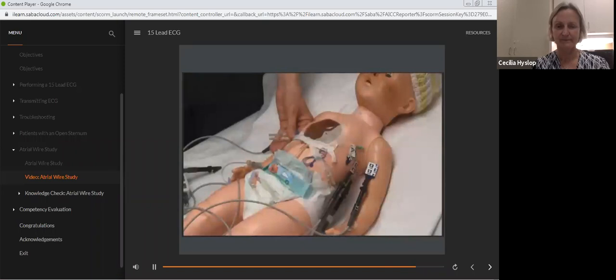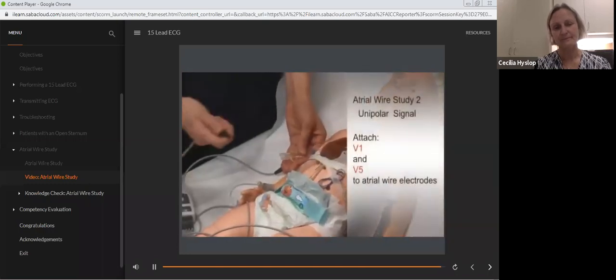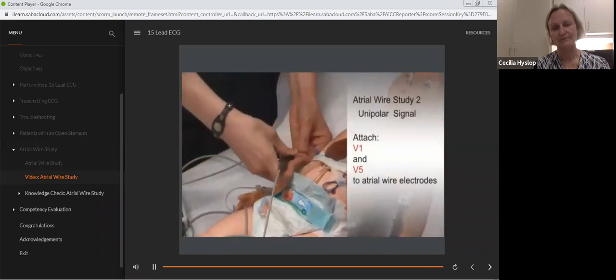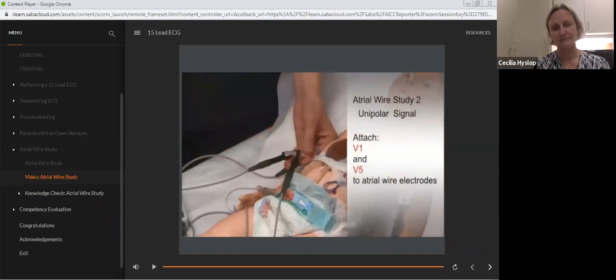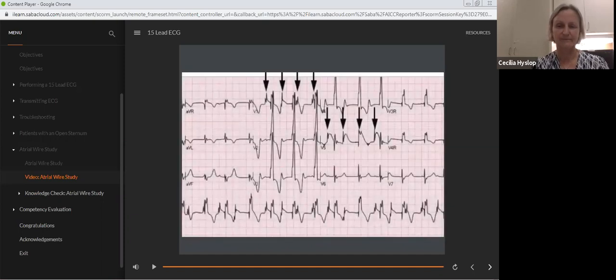Sometimes the physicians might ask for a different type of atrial wire study so that they can see a surface ECG on the recording. In order to do this, you're going to attach V1 and V5 to the atrial wire electrodes, and you will run the rhythm at V1, 2, and V5. On the ECG, it will look like so.